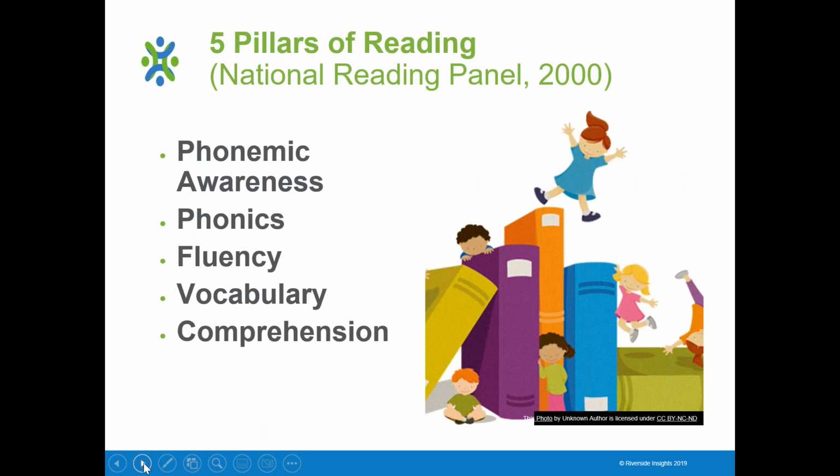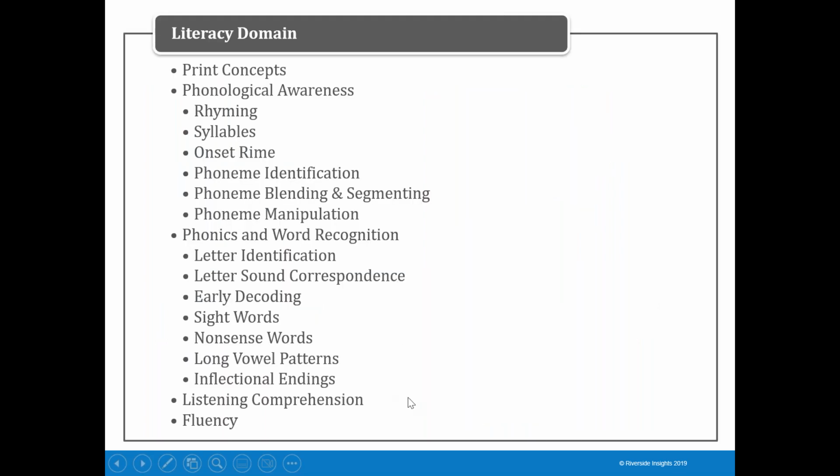So the BEAS literacy domain is based within the 5 pillars of reading. So it addresses phonemic awareness, phonics, fluency, vocabulary, and comprehension, which all lead to proficient reading. So right here, you can see the literacy domain of the BEAS, and these are all the things that the literacy domain assesses for each student.